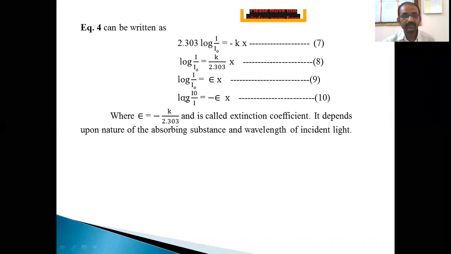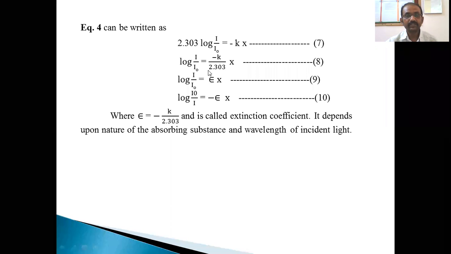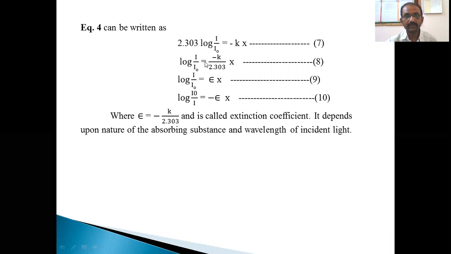What is the conversion of this equation? Log I upon I0 is equal to minus k upon 2.303 into x, where minus k upon 2.303 is kept as a constant epsilon, which is called the extinction coefficient. It depends upon the nature of the absorbing substance and the wavelength of the incident light.